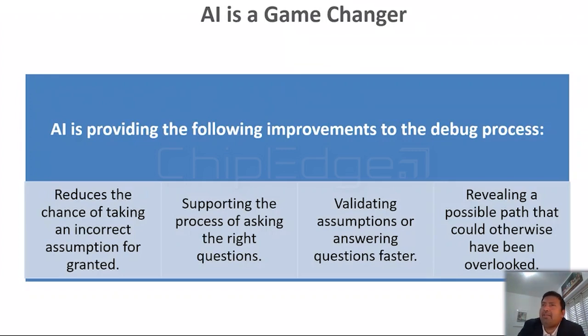AI is providing improvements to the debug process, right? Supporting with the different waveforms. You have seen all the simulators give a lot of features these days. Read the VCDs, read the logs, read the many different parts, all the data, and try to find where the root cause of the problem is.